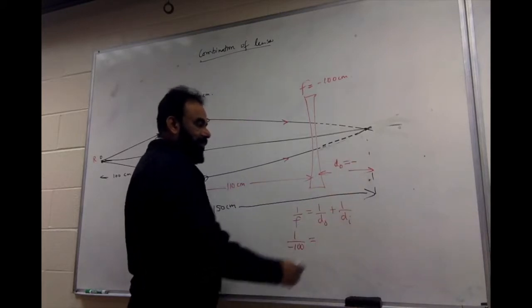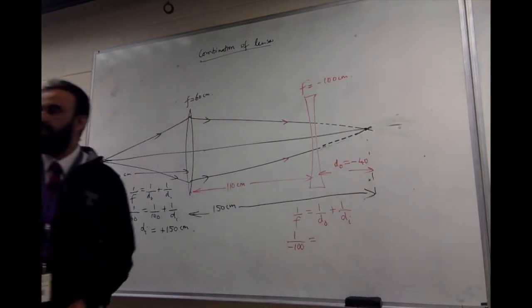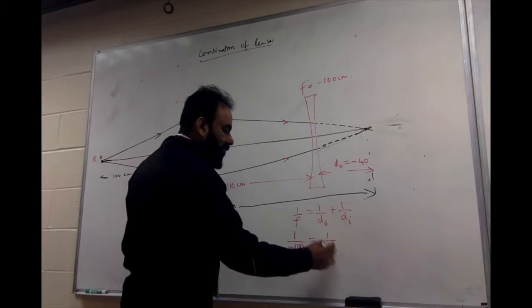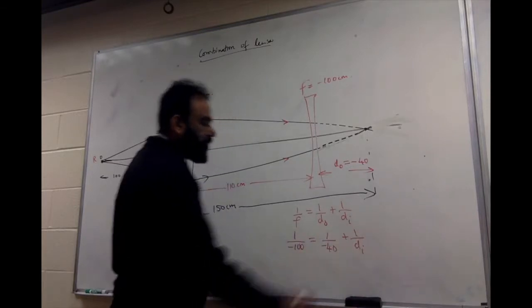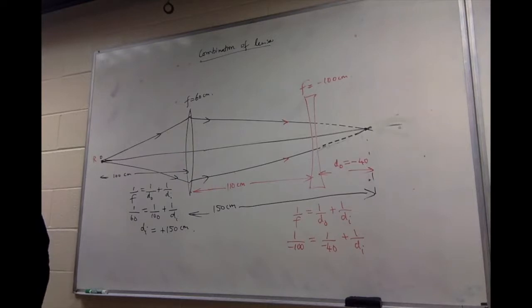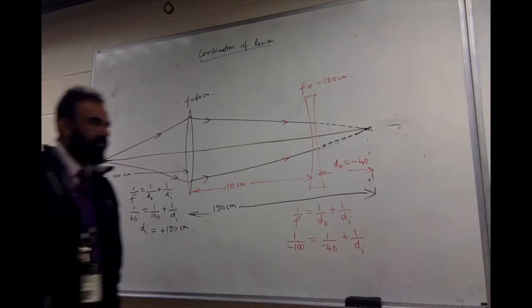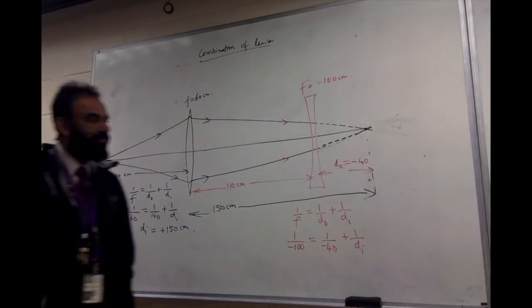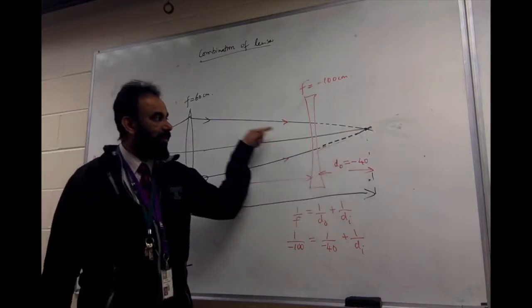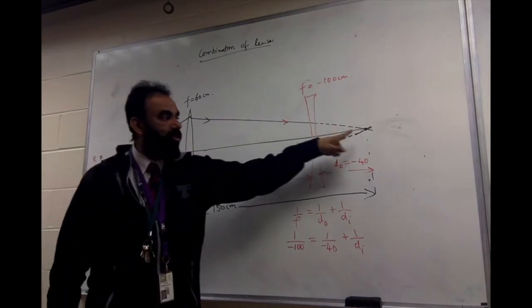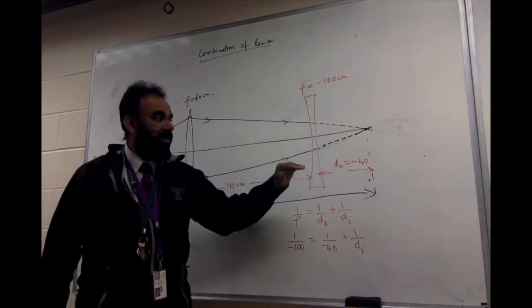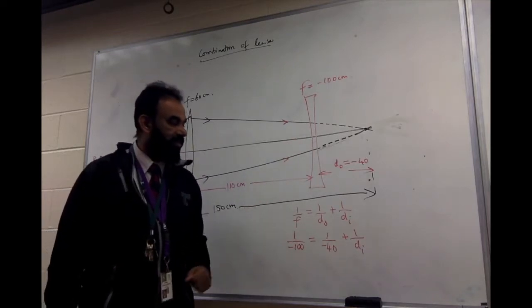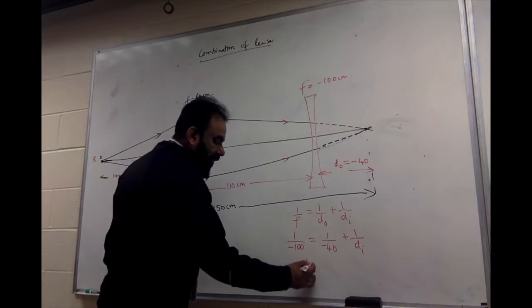How much? Negative 40. That's the virtual object distance, negative 40. So you can substitute that now: 1 over negative 40. Understand why this is negative 40: these rays appear to converge to a point 40 centimeters behind the lens, and that's why you consider that distance as the object distance. It's a virtual object distance, so minus. If you work this out, you should be able to get di.